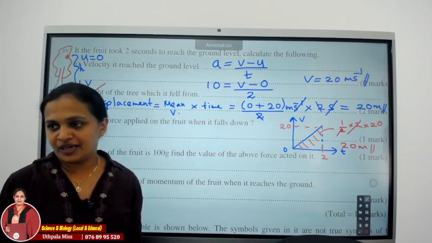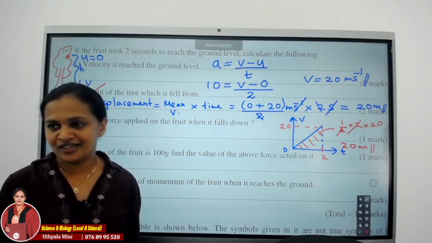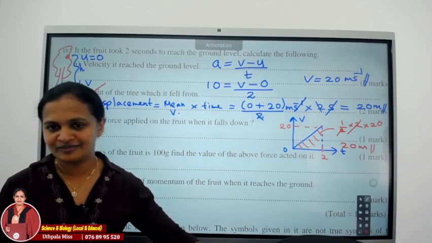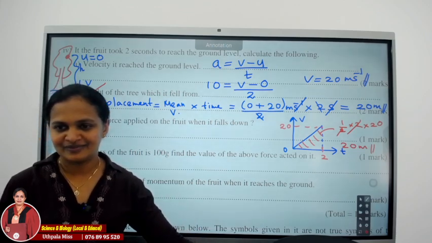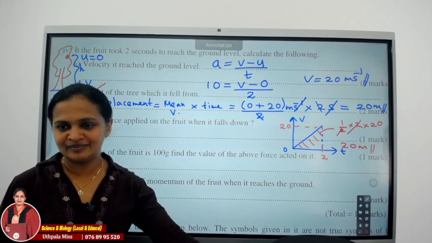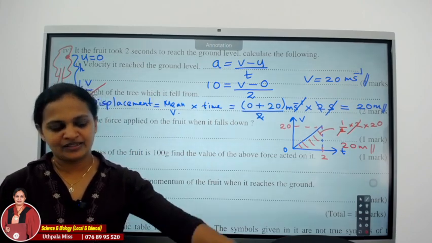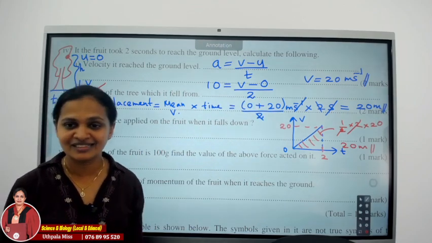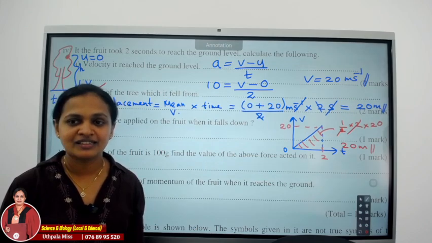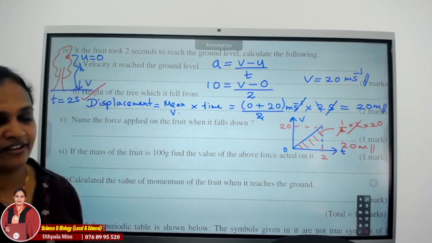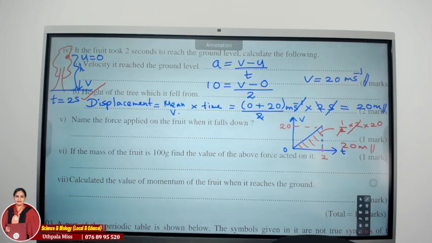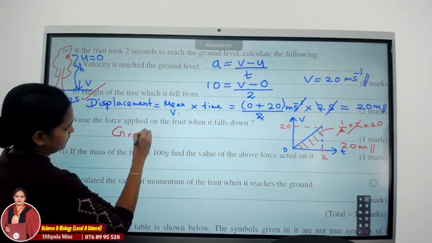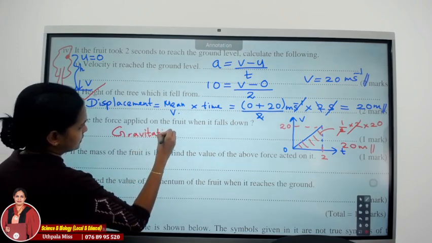Name the force applied on the fruit when it falls down. So what is the force applied when an object is falling? Yes, Rukshan? So an object is falling under gravity. Yes? Gravitational force. That is the gravitational force or the weight of the object. Gravitational force.